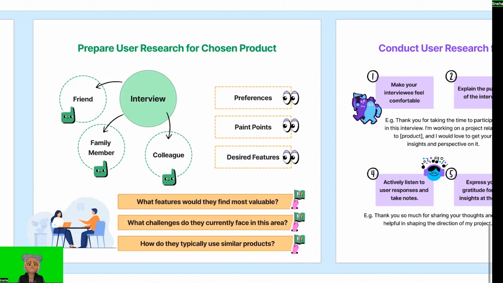Now, let's create some sample questions together. For example, if our product is a fitness tracker, one question could be, what fitness-related goals do you have? And how do you track your progress towards them? Take a moment to come up with 3 additional questions that you would like to ask during the interview.